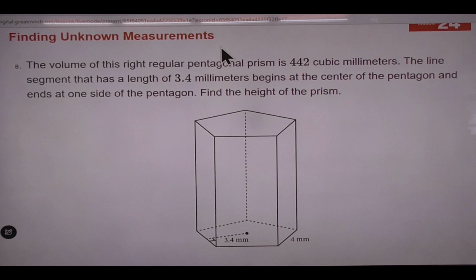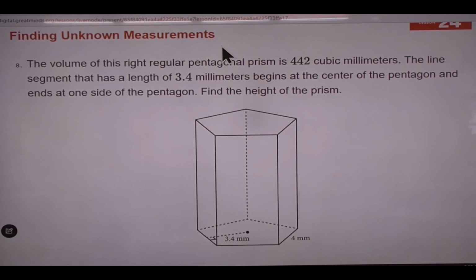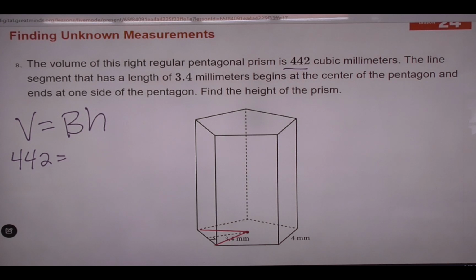All right, so here we have our last problem of this lesson. So they give us the volume. So just like problem 7, all the problems use this formula, but like problem 7, we're going to go ahead and plug in what they give us. They say it's 442 for the volume. And then we need to find the area of this base. So if you take a look at this pentagon, you're going to have a triangle right here. All of the sides are 4. We're going to have 5 different triangles right here. So it's going to be 5 triangles.